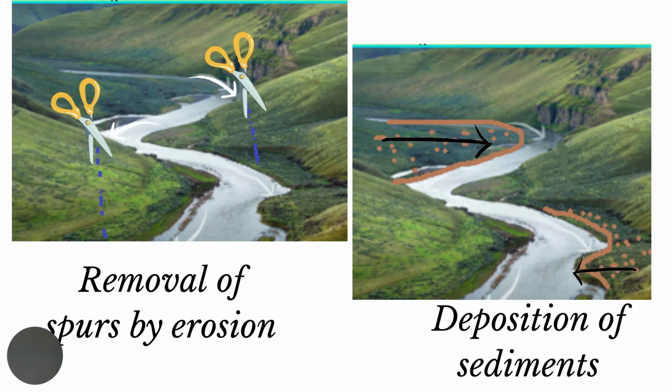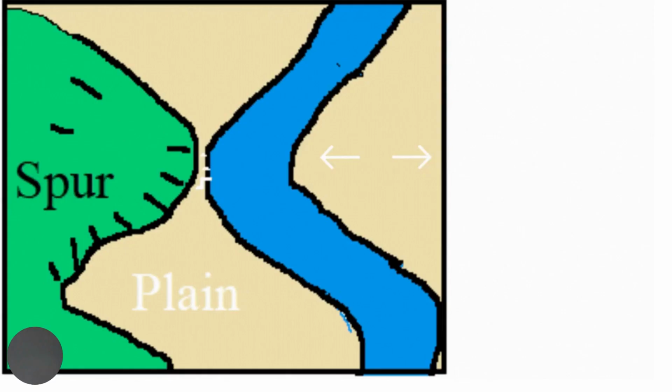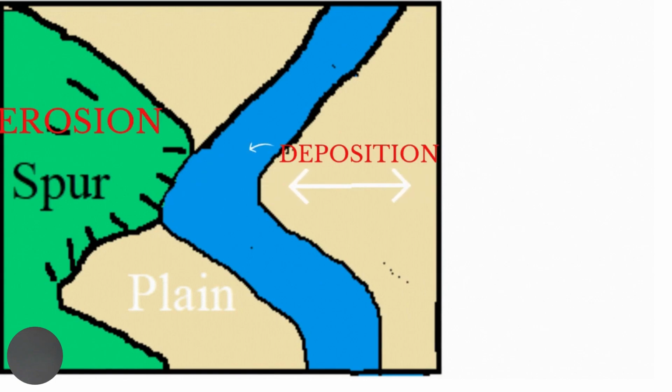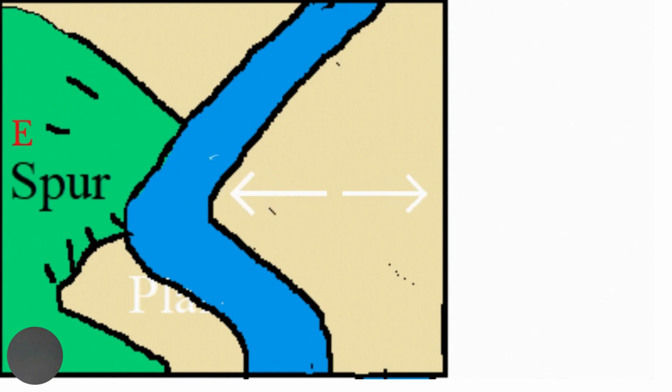So as the river meanders towards its mouth, any spur that is encountered will be removed over time by the erosion occurring on the outer bank. At the same time, deposition will occur on the inner bank. So there we have our spur being removed and deposition extending the inner bank.